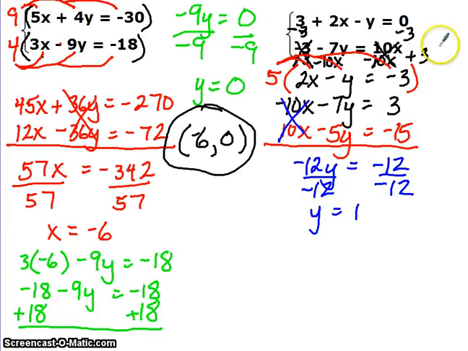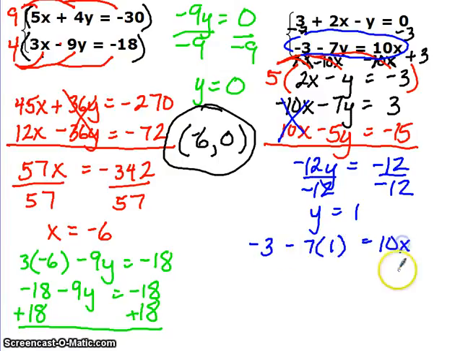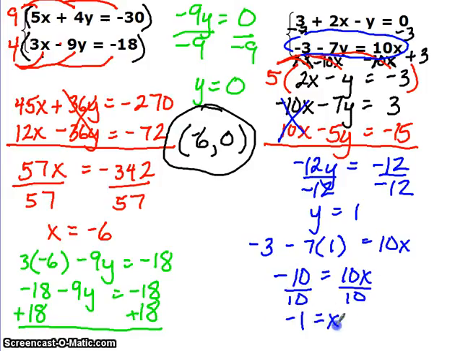Plug it back into one of the original problems. Again, it does not matter which one. I'm going to use this bottom one right here. I kind of put some x's through some things, so let me erase real quick. Alright, so we had negative 3 there before. So that's negative 3 minus 7 times 1 equals 10x. So negative 3 minus 7, that's negative 10 equals 10x. And divide by 10. Negative 10 over positive 10 is negative 1. So our solution on this one is negative 1, positive 1.